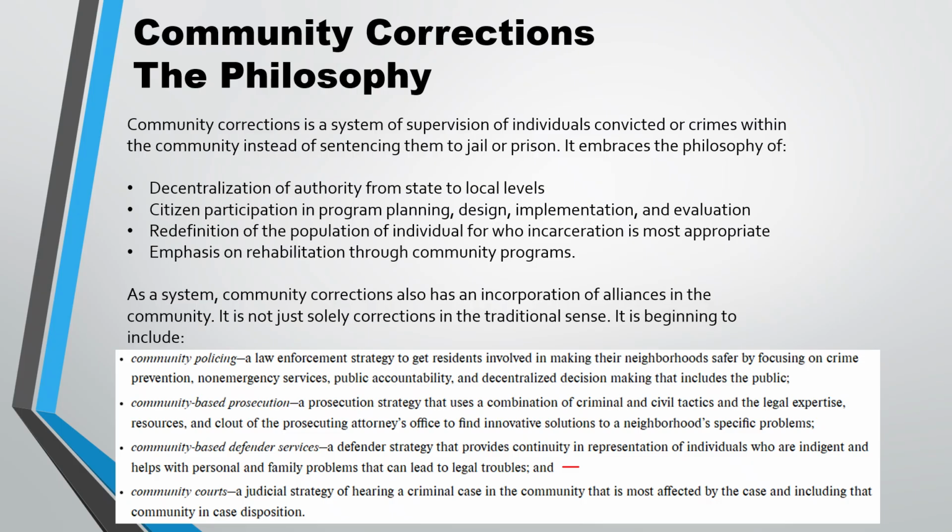As a system, community corrections also has incorporation of alliances. So there are partners that help with community corrections. For example, community policing. Remember, that is when law enforcement officers establish and develop relationships with the community in which they patrol. So all officers have their certain jurisdictions within the city. There are certain patrol areas.